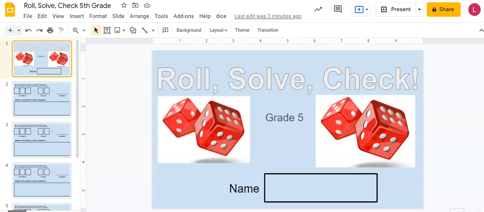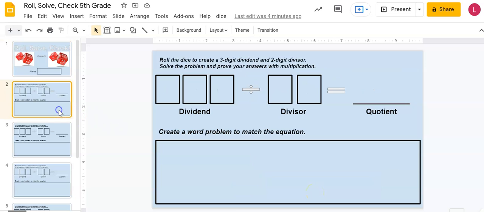We're going to work through one of them together. This is called Roll, Solve, and Check. On this first page, you would put your name in, and then go to the next slide. In the first part, you're going to roll the dice to create a 3-digit dividend and 2-digit divisor. You're going to solve the problem and prove your answers with multiplication.